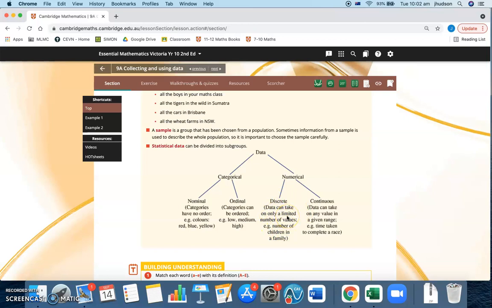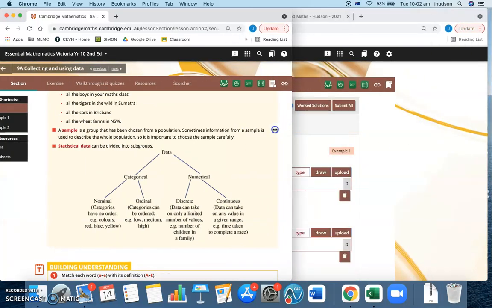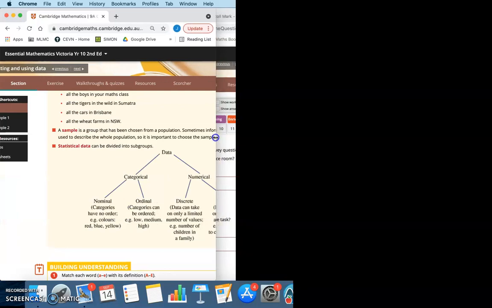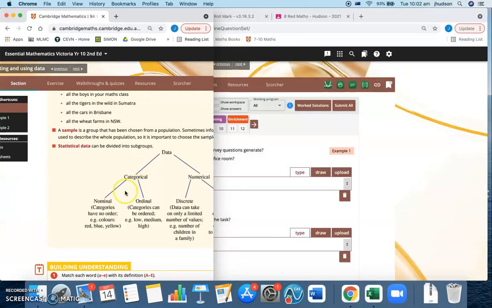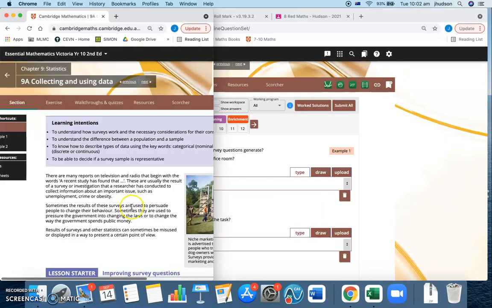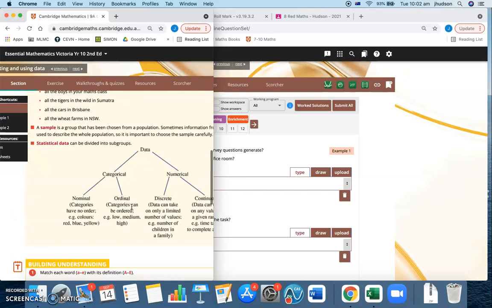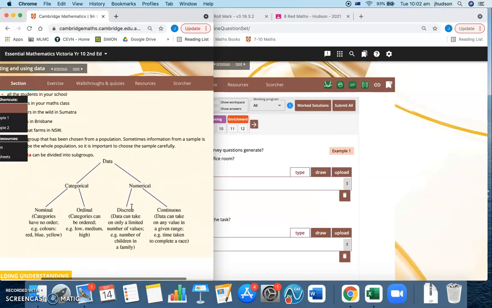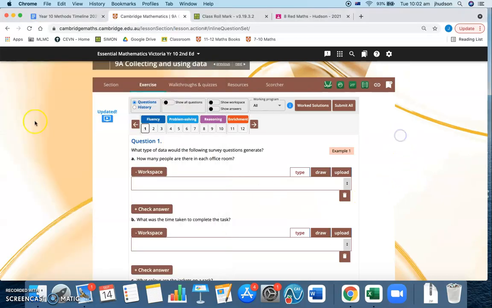What I might do now is have a look at some of the questions that you're going to be doing, just to give us a bit of an example. So I might keep this table up on your screen, so we can use it, because it's going to help us with the first couple of questions.